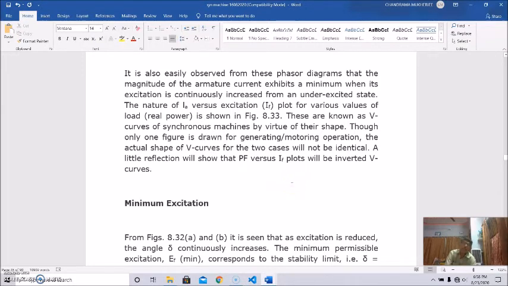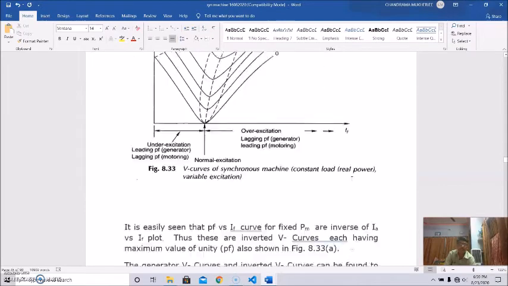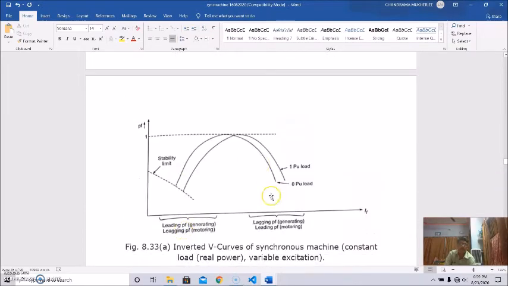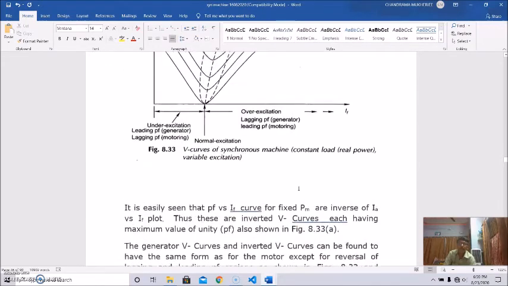Though only one figure is drawn for generating and motoring operation here, the actual shapes of the V curves of the two cases will not be identical, and that will be discussed elaborately later on. A little reflection will show that power factor versus IF plots will be inverted V curves. So that is also shown here, these inverted V curves, as a function of IF.